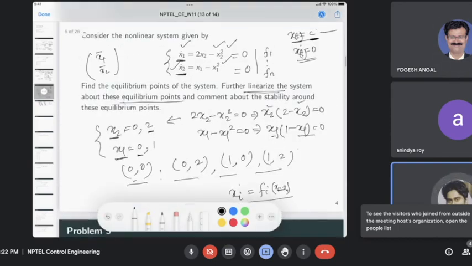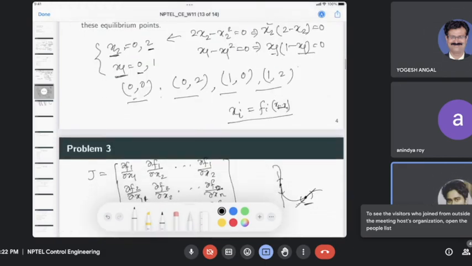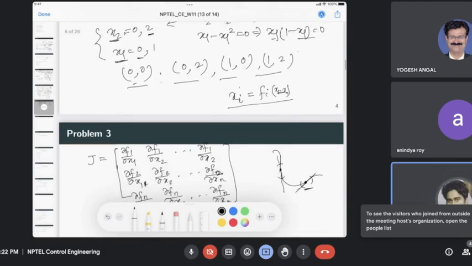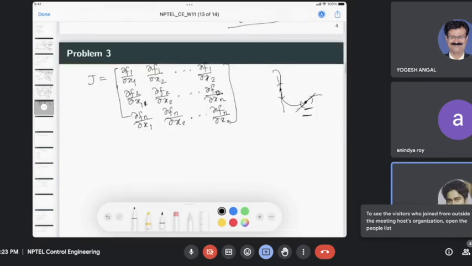Basically, we linearize the system around this equilibrium point. Then we can apply the linear system theory we have learned, but that is valid only in the small neighborhood around this equilibrium point. To linearize the system, we can use the Taylor series. Any function can be written around some point a.